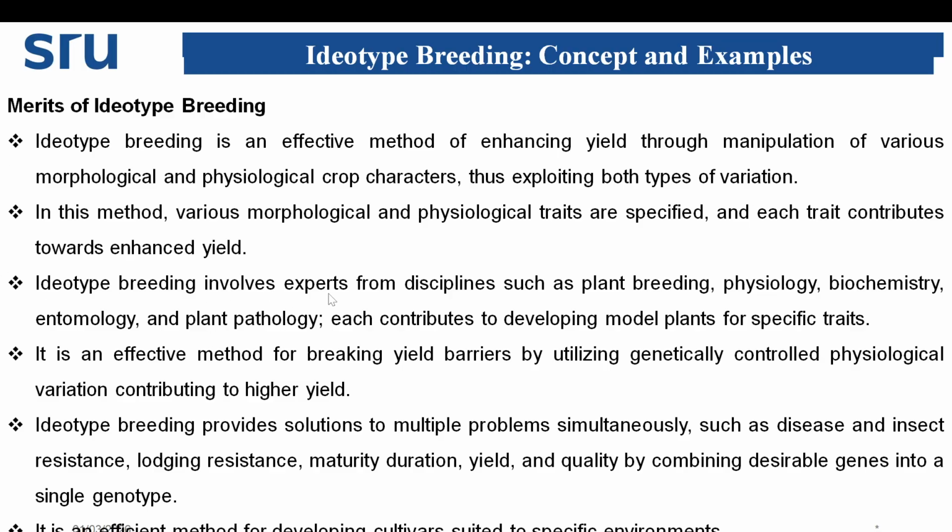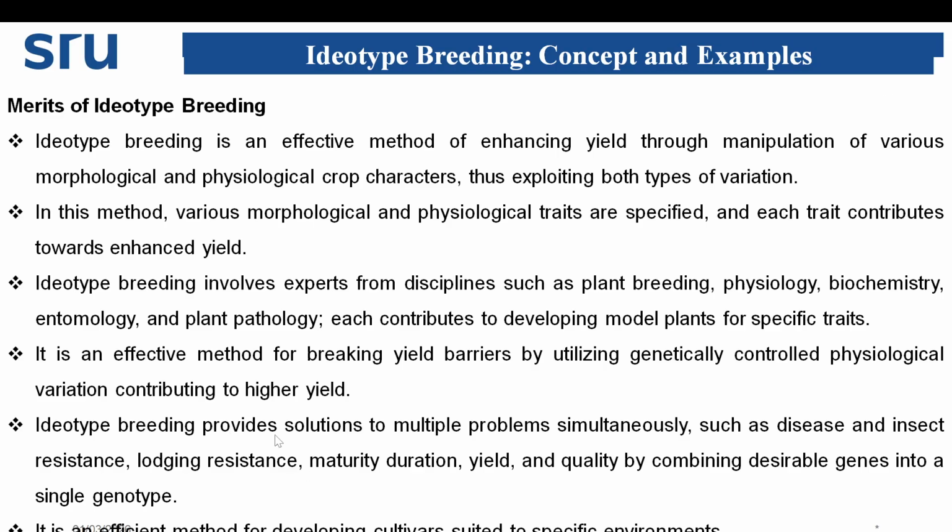Ideotype breeding involves experts from disciplines such as plant breeding, physiology, biochemistry, entomology, pathology. Each will contribute to developing the model plants for specific traits. So this method is actually an effective method for breaking the yield barriers, where you can utilize the genetically controlled physiological variation which will contribute to higher yield.